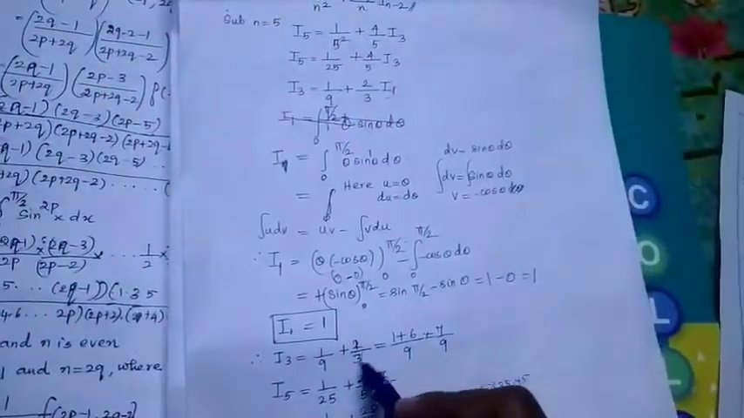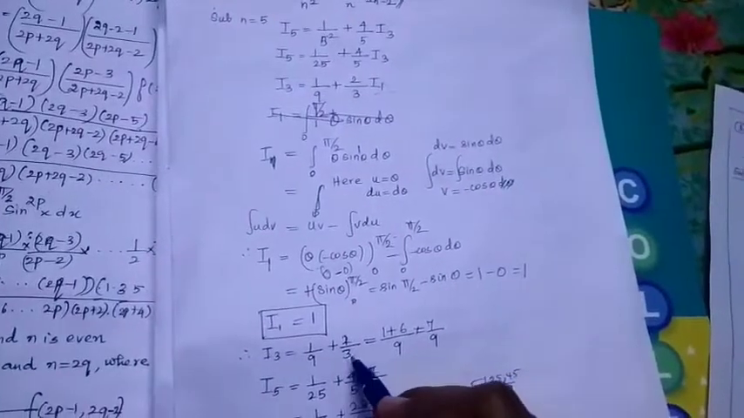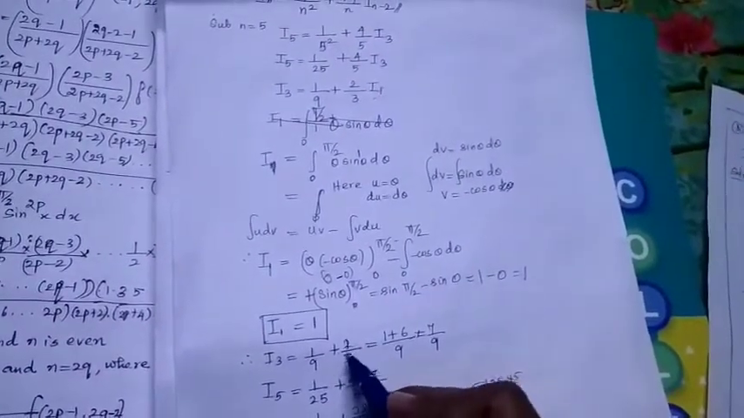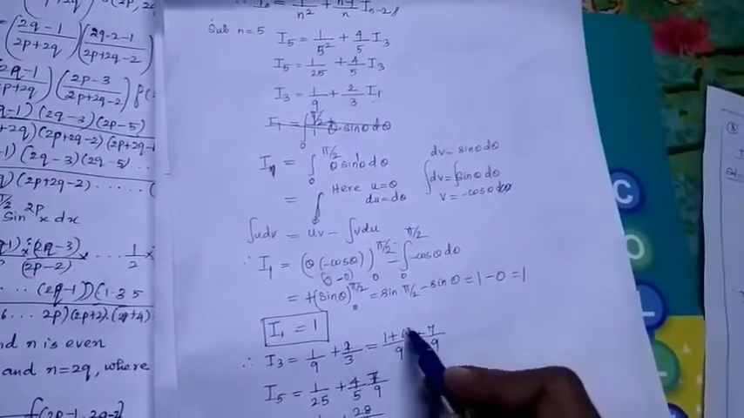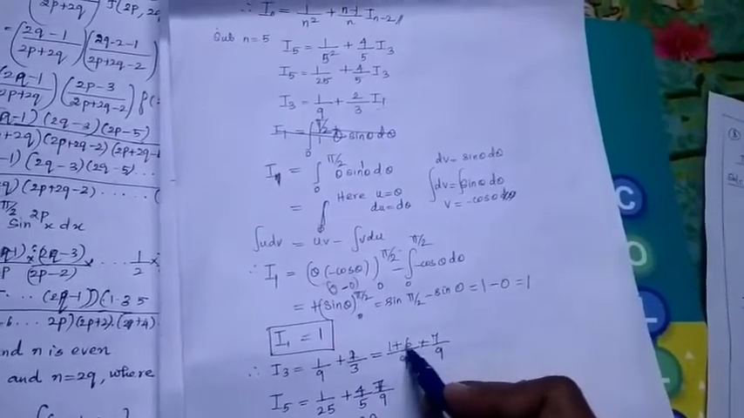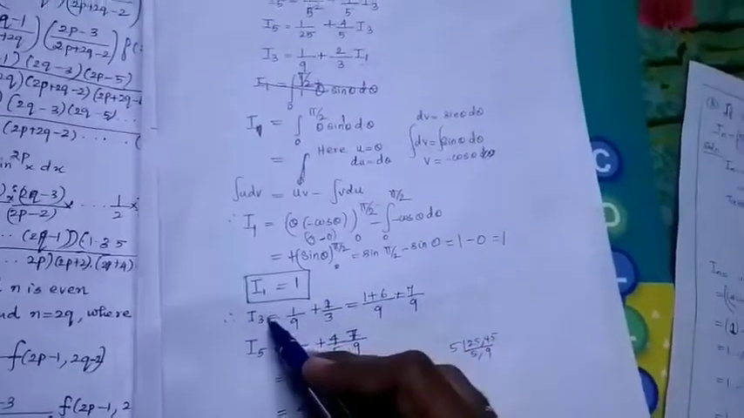I1 is here, right? I1 value is 1. So 2 by 3 into 1 will become 2 by 3 only. Take the LCM. So 1 plus, multiply this by 3. So 6 by 9. Okay. 1 plus 6 is equal to 7 by 9. This is your I3.